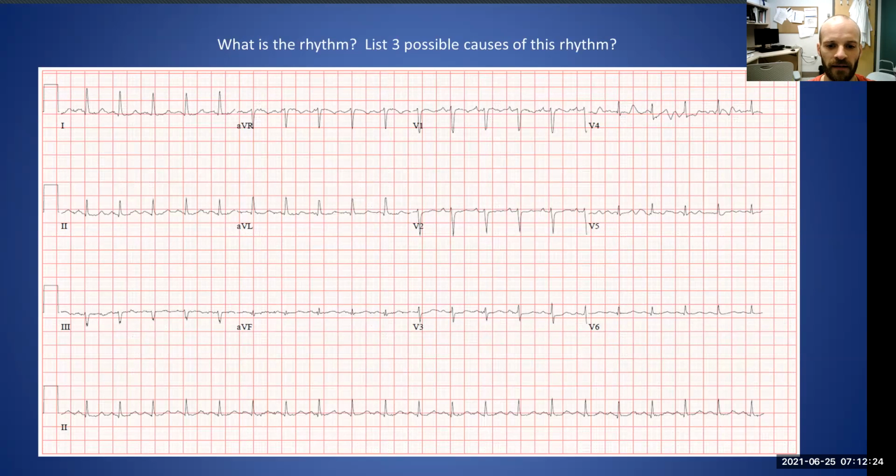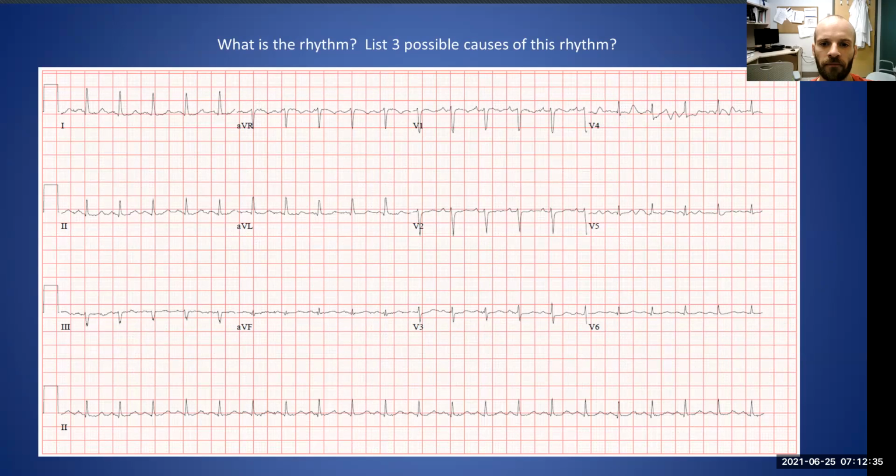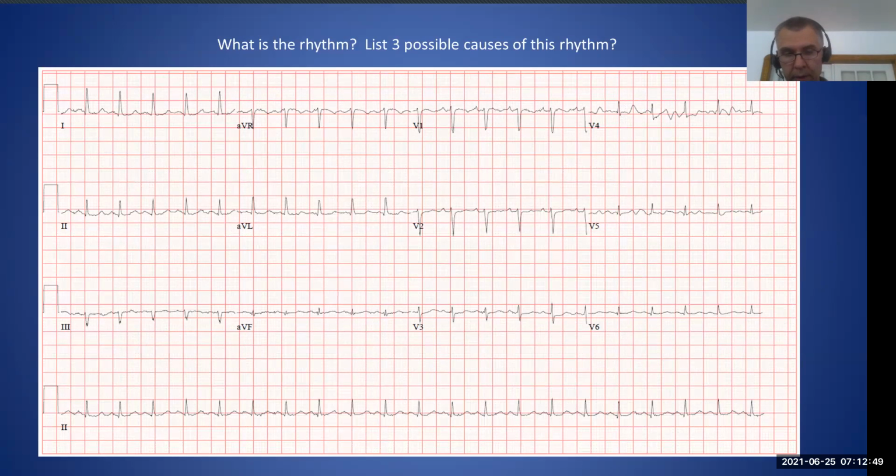Okay, next. I can take this one. The rate is roughly 130. Good. It's regular, with a narrow QRS. And this is what I figured out is perhaps sinus tachycardia. Absolutely, totally correct. Very good.